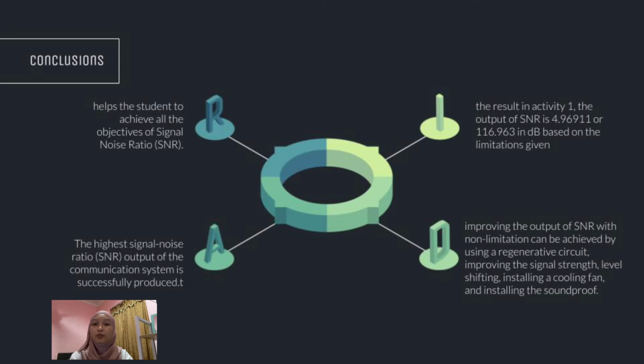The signal-to-noise ratio output can be calculated by using a mathematical equation, which is SNR output equals SNR input over F, where F represents the total noise figure. As you can see in the result of activity 1, the SNR output we get is 116.963 in dB with the limitation given. But if there is no limitation, then we can also get the highest signal-to-noise ratio by installing the cooling fan or installing the soundproof and level shifting.